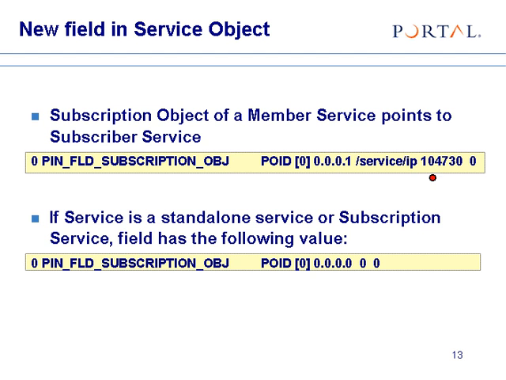The subscription object of a member service will always point to the parent service. Whereas the subscription object field of a subscription service, a parent service, will be null. And if you're just a plain vanilla, old-fashioned service, not a member of any group, it will also be null.